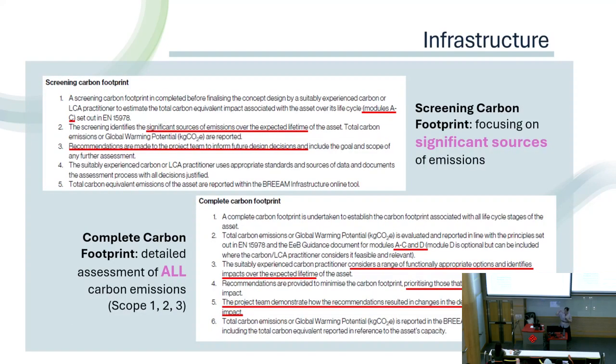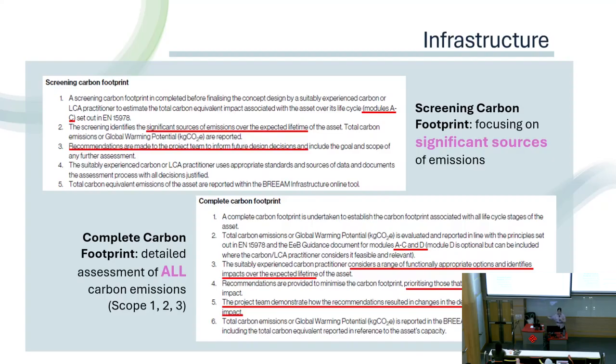So this is an extract from the actual manual themselves. You can see that, for example, number 2, to do a screening carbon footprint, it needs to look at the significant sources of emission over the expected lifetime of the asset. So we're looking at the whole asset throughout the whole life cycle, from conception to its final lifetime. And even then, we don't do it that much in our current process.